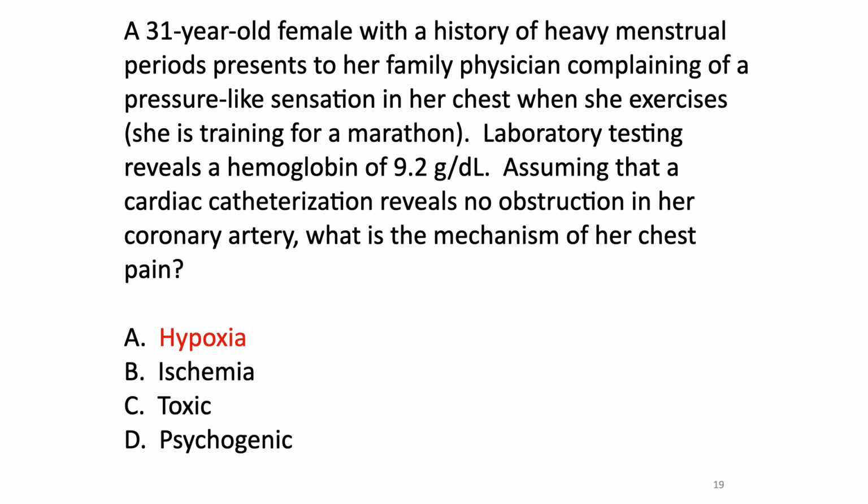If she is training for a marathon, her heart's going to have higher demands, but her hemoglobin is 9.2. It would be possible to get to a 9.2 hemoglobin if they went relatively slowly to that for whatever reason, and adapted, but now you're really stressing the myocardium because of the training. The mechanism would be hypoxia. She has plenty of blood flowing through the coronary artery, so it's not ischemia because there's no obstruction, and so it's hypoxia.